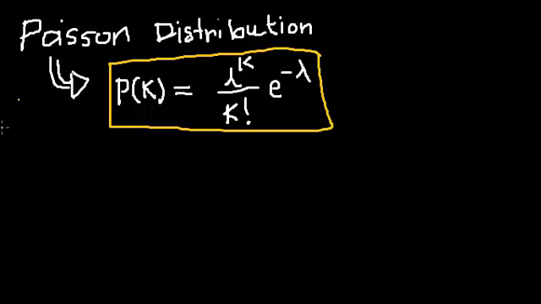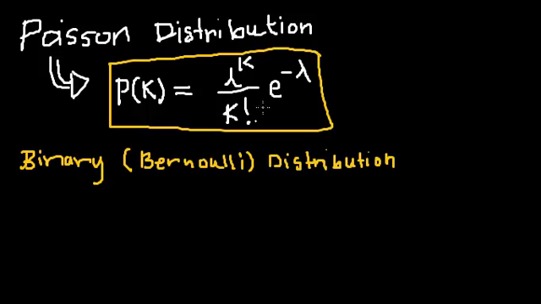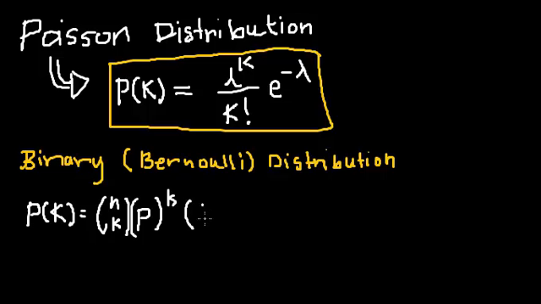What is our binary distribution? Binary or Bernoulli distribution. If you remember correctly, the equation for a Bernoulli distribution is p of k is equal to n choose k, the probability of success raised to k, and the probability of failure, which is 1 minus p obviously, raised to n minus k.